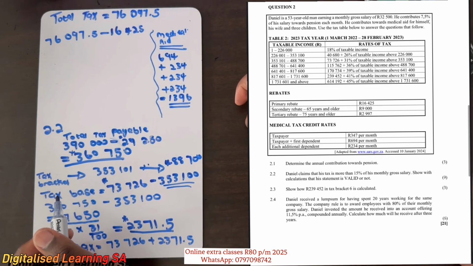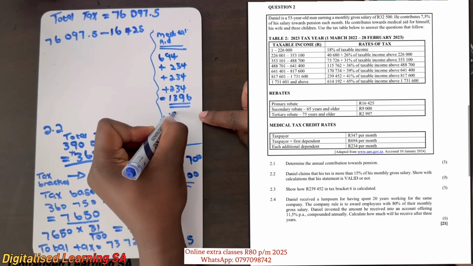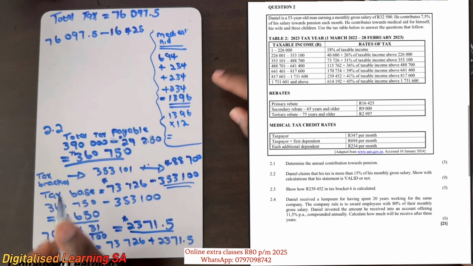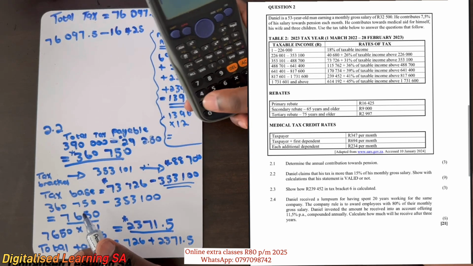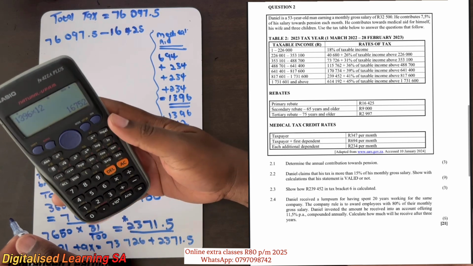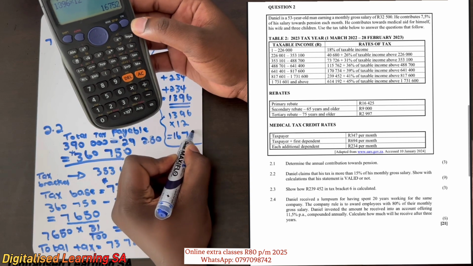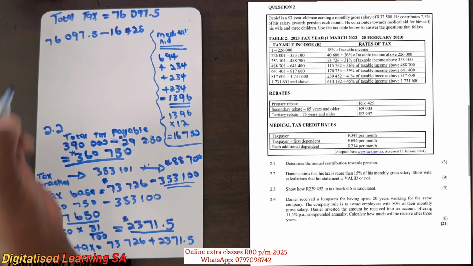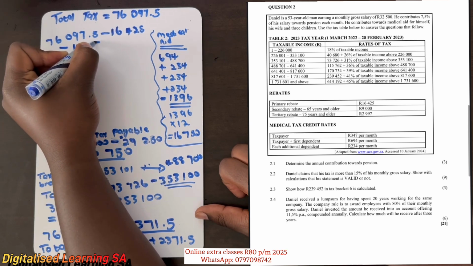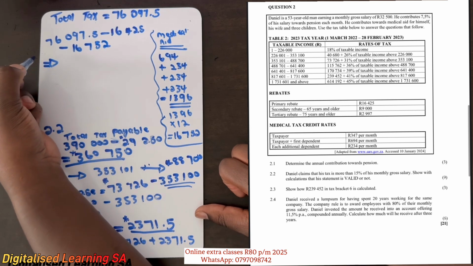Remember that 1,396 is what he pays in a month. So we need to find how much he pays in a year. To do that, we just take the 1,396 and multiply by 12 months. So 1,396 multiplied by 12 to see how much he needs to pay in a year. We can see that he needs to pay 16,752. So now we will go ahead and subtract the 16,752.